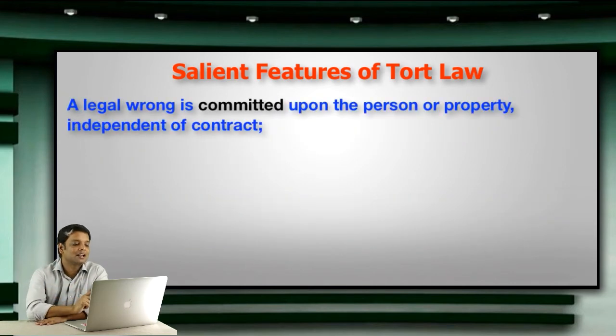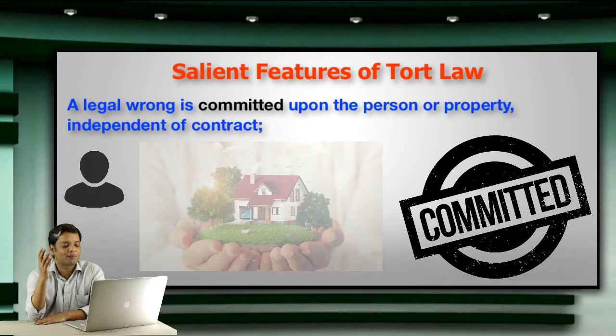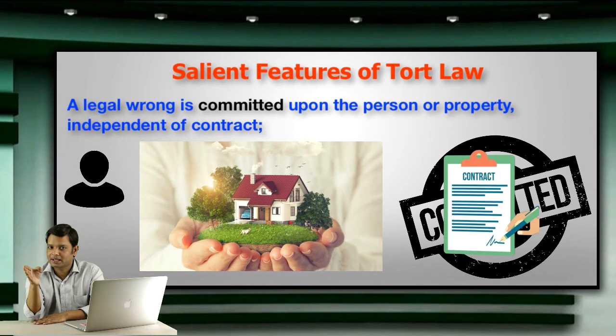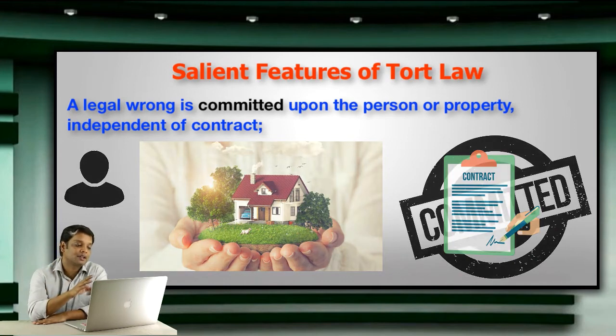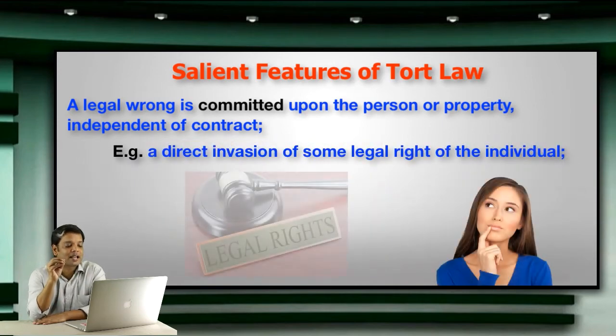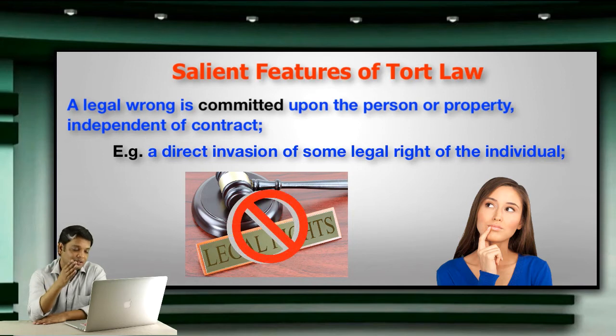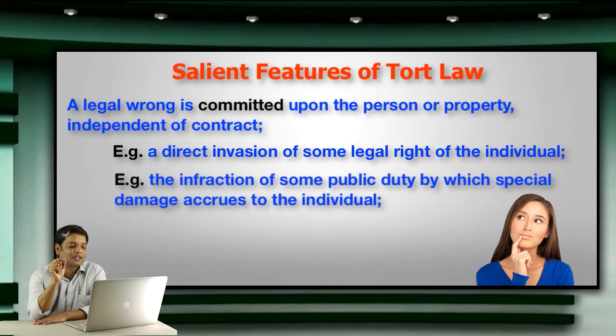Now the next point is, a legal wrong is committed upon the person or property independent of contract. So keep contract aside and focus on the things that you have in general, and not because of the contract. Okay, so see the example, a direct invasion of some legal right of the individual. Whatever fundamental rights you have, those are legal rights you have. Okay, so if someone is violating that, as we have discussed, the infraction of some public duty by which special damage accrues to the individual.